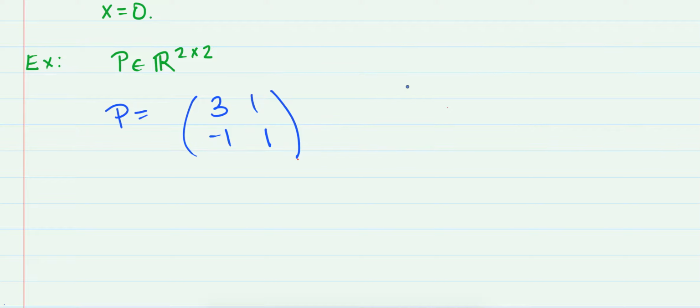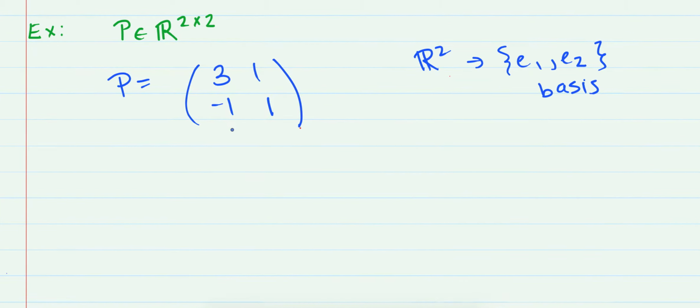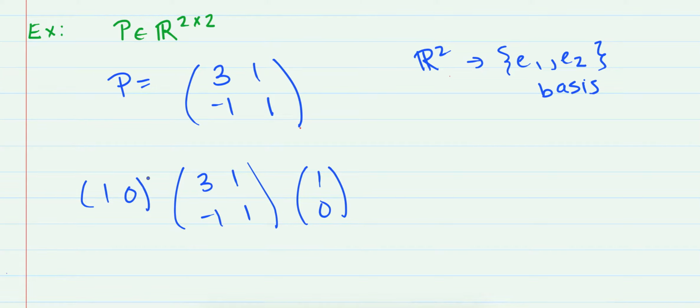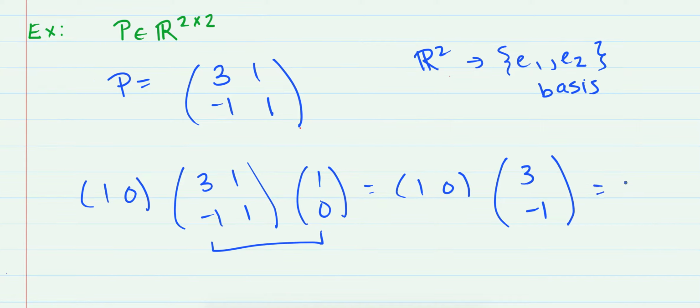Well, let's see. A basis for R2 is E1 and E2. So this is a basis. And let's see what happens when we multiply this matrix by E1 and E2, and then also by the transpose. So 3, 1, negative 1, 1. If I put 1, 0 in the back and then 1, 0 transpose in the front, well, if you multiply these two together first, you get 3, negative 1, but then multiply these two together and you just get 3. So it worked on that basis vector. Now try with the other basis vector.